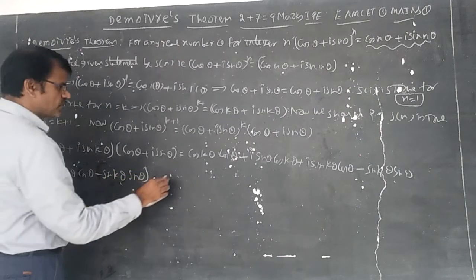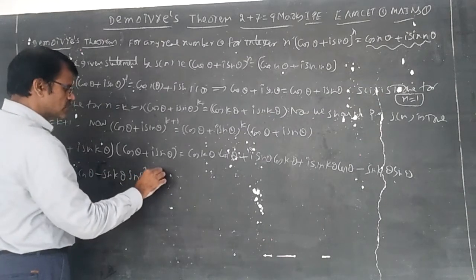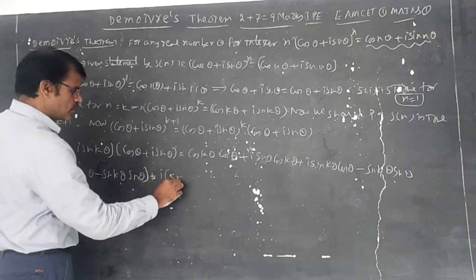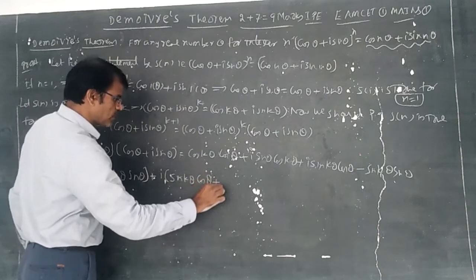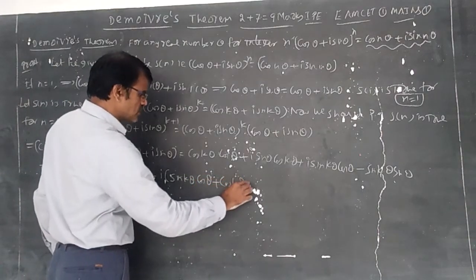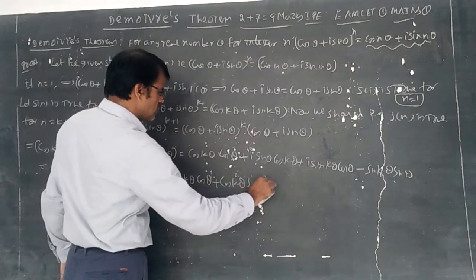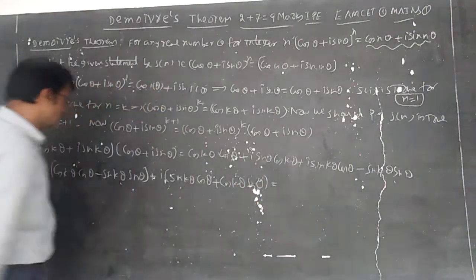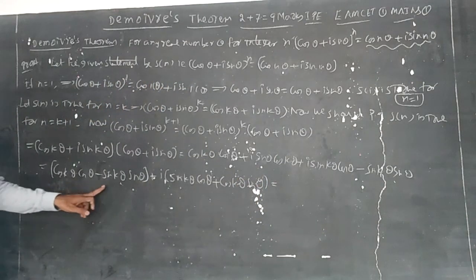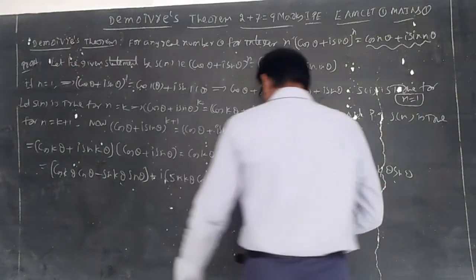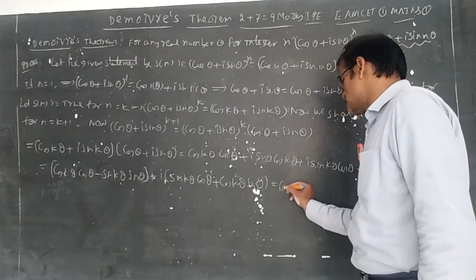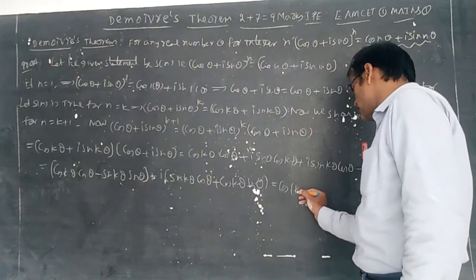Within the bracket, you write the first and last terms, taking i common. Now you can write this as sin k theta cos theta plus cos k theta sin theta. You can understand that this is of the form cos A cos B minus sin A sin B, and this is of the form sin A cos B plus cos A sin B. So cos A cos B minus sin A sin B becomes cos of A plus B.